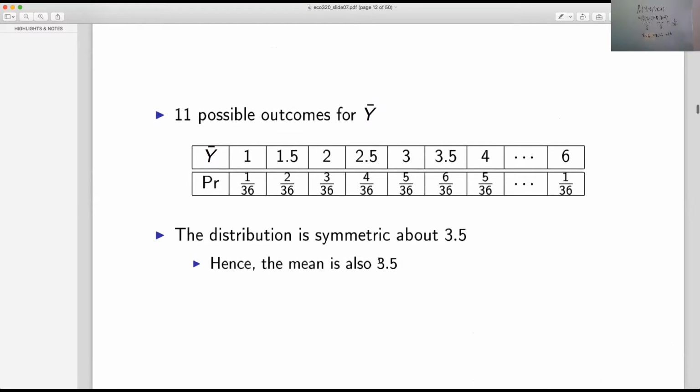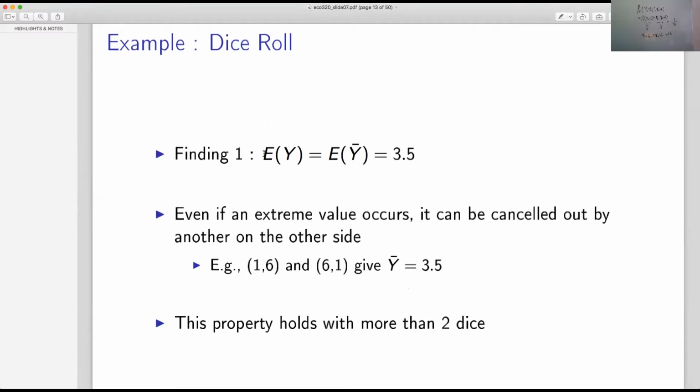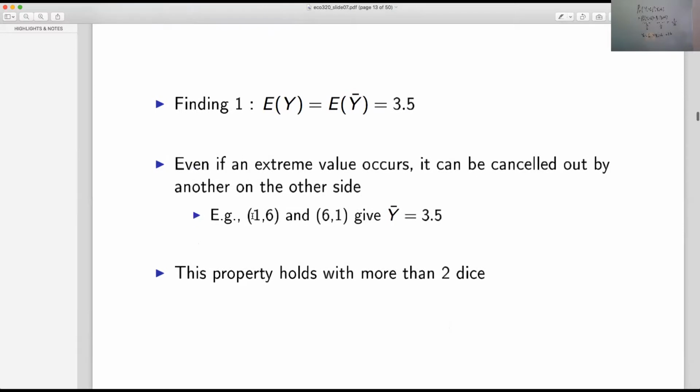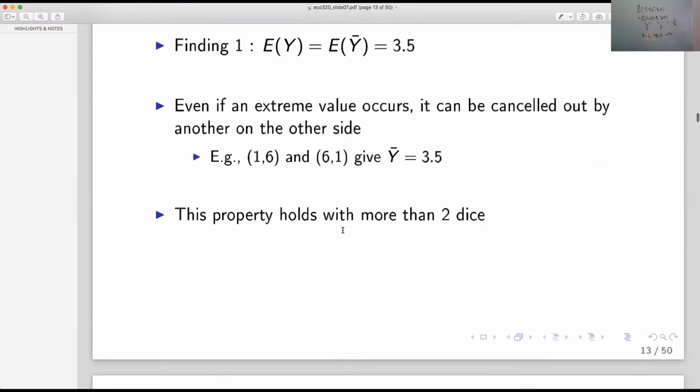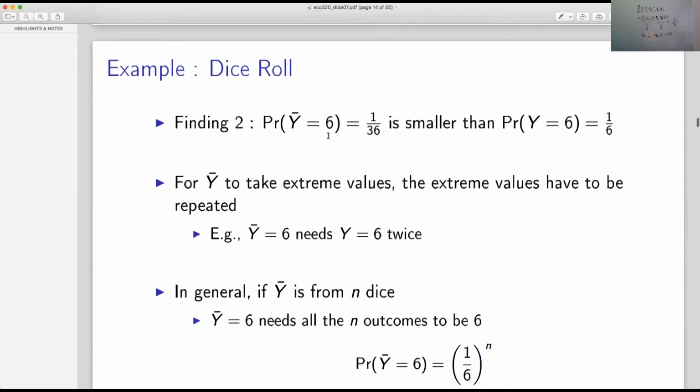Again, if this part is confusing, please let me know. Otherwise, you can look at our chapter 3. The first finding is that the expected value of y equals the expected value of y bar, which is 3.5. Those are the same. Even if an extreme value occurs, it can be canceled out by another one on the other side, because 1 over 6 and 6 over 1 give y bar equals 3.5. This same property holds for more than these two dice.